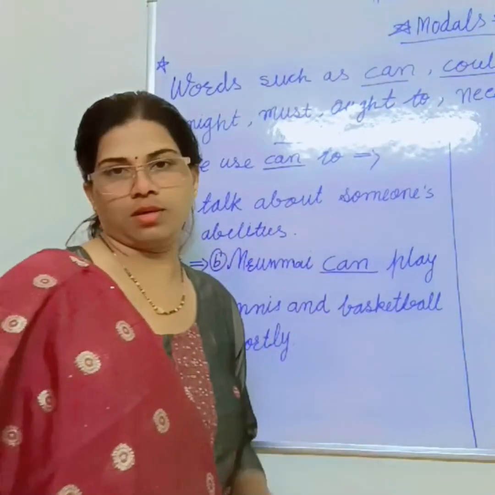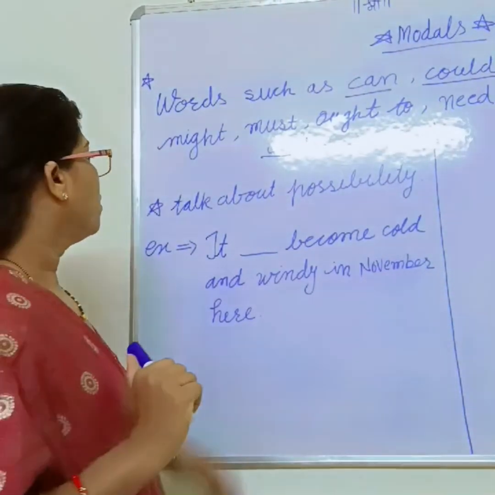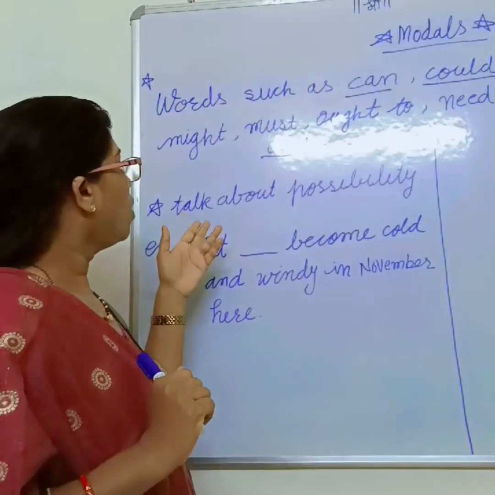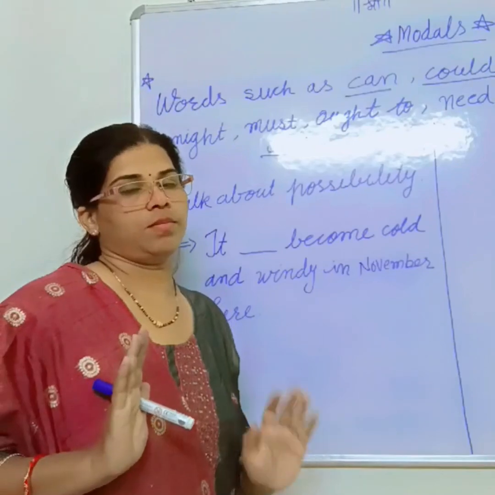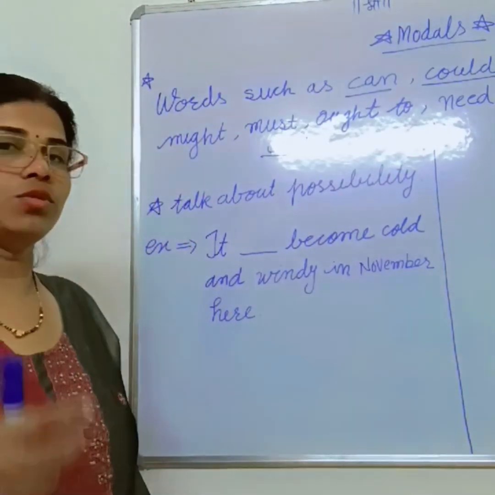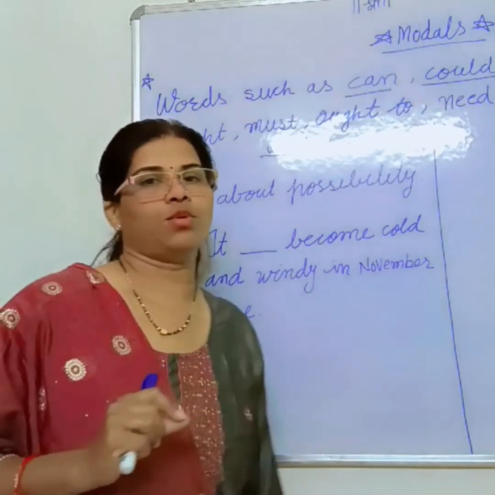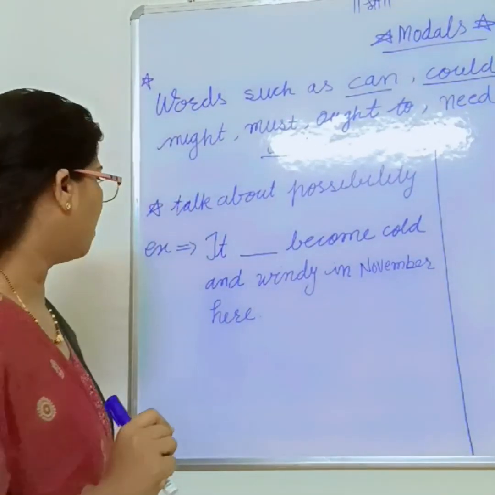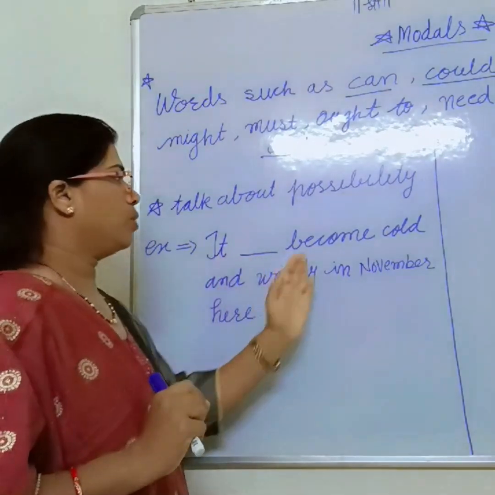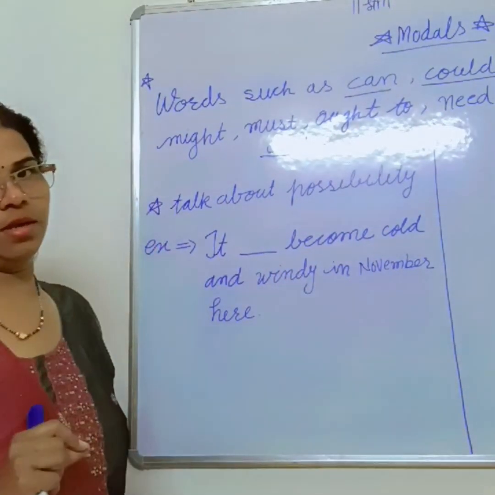So the first point is clear to you. We can use can to talk about possibilities. Means what? If any situation is going to happen, that will be possible. So in that situation we have to use can. We'll see an example: It dash become cold and windy in November here.